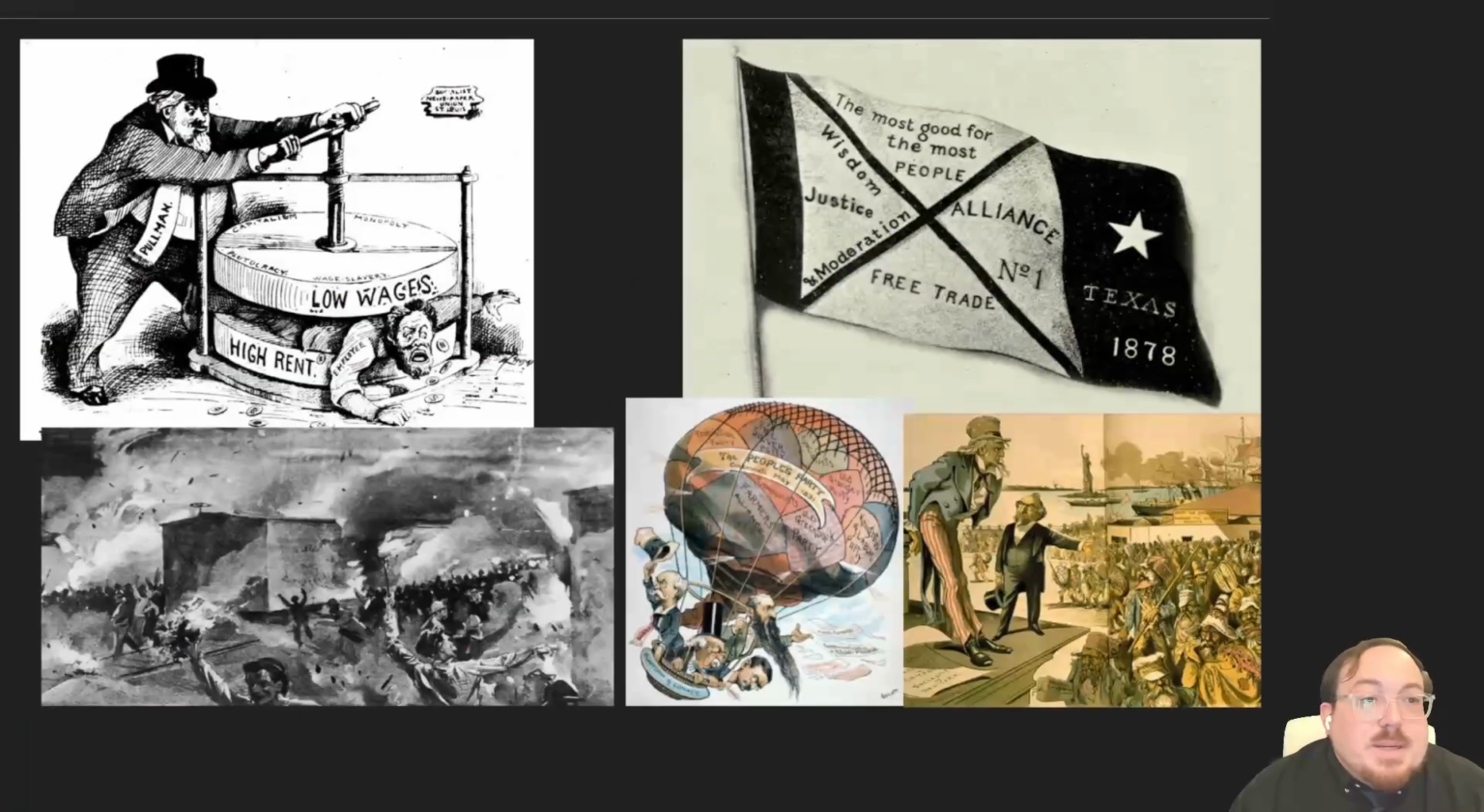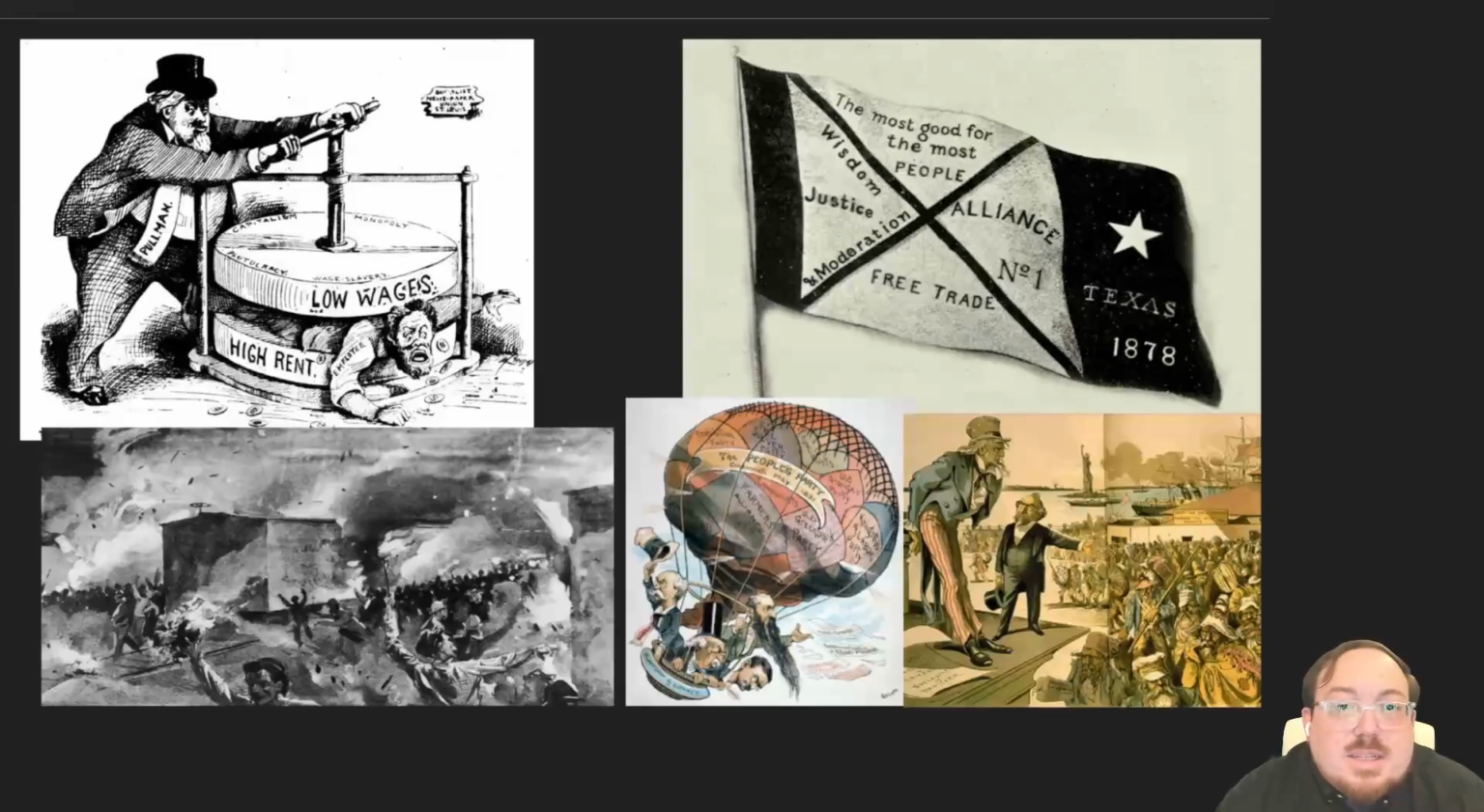Here you have on this page some images. You have the Pullman strike. You have this battle that happens in Homestead, Pennsylvania, the bottom right. You have Pullman. You can see him literally squeezing his worker between low wages and high rent. Again, he's wearing that top hat and suit that is the uniform of the rich and powerful at the time.